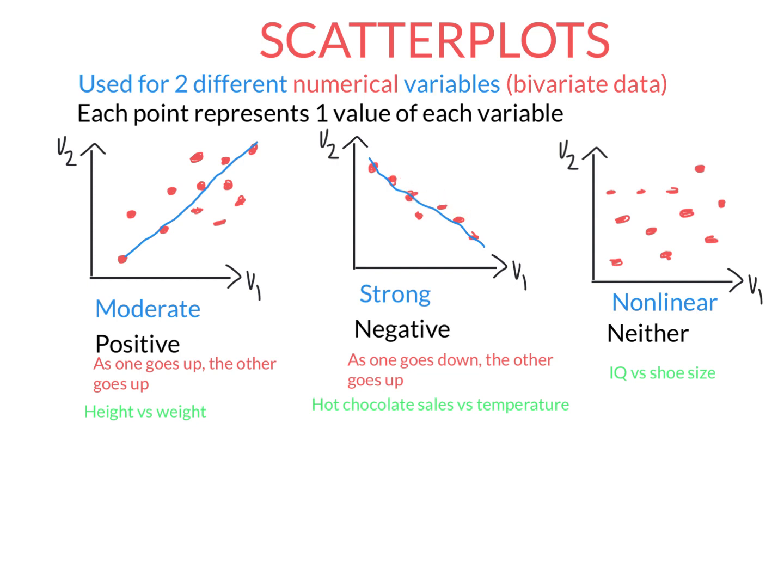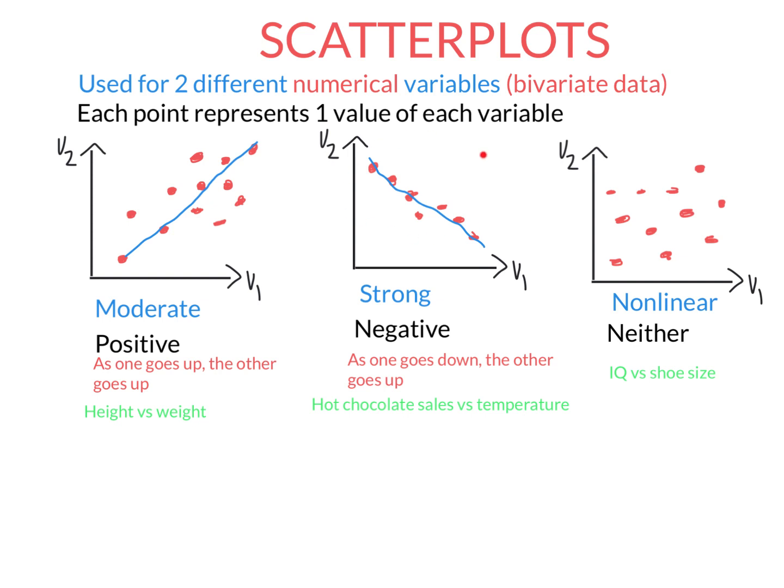An example of two variables that might be negatively related: hot chocolate sales and temperature. As one increases, the other tends to go down. As the temperature goes up, hot chocolate sales tend to go down. You tend to sell more hot chocolate when the temperature's lower, less hot chocolate when the temperature is higher.